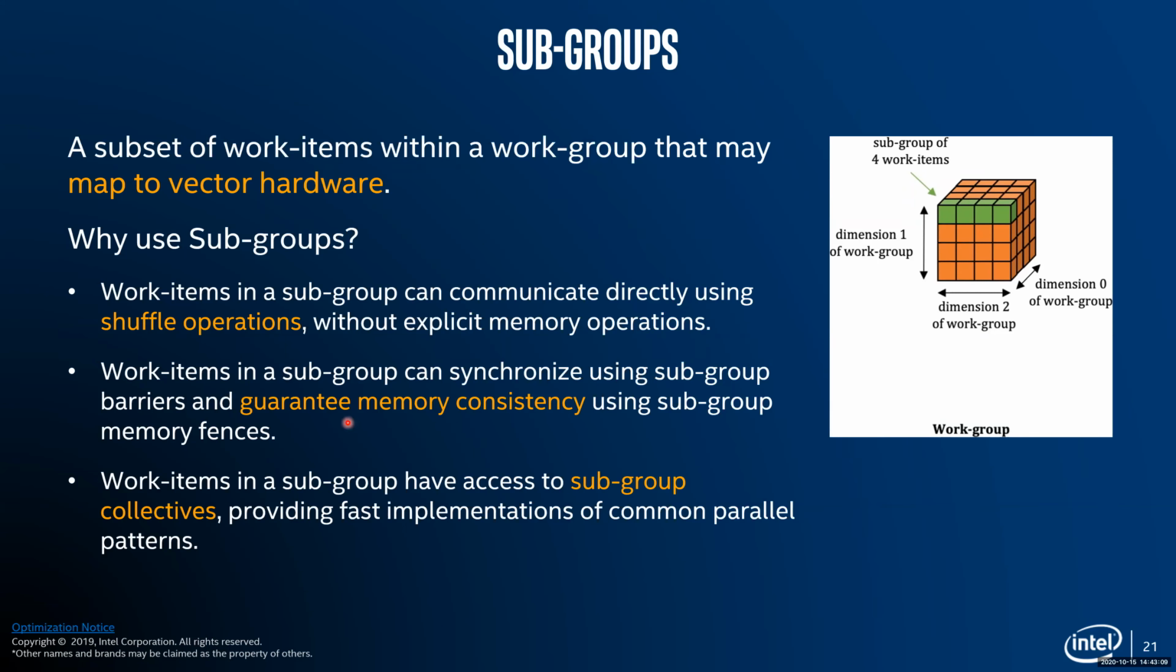The other main advantage is that subgroups can synchronize using subgroup barriers and guarantee memory consistency, since all of the items within the subgroup are on the same vector hardware. And finally, each subgroup also has access to what are called subgroup collectives. These are fast implementations of some common patterns. We will look at an example of these subgroup collectives. This will help you do fast addition or find the maximum or minimum of items within the subgroup.